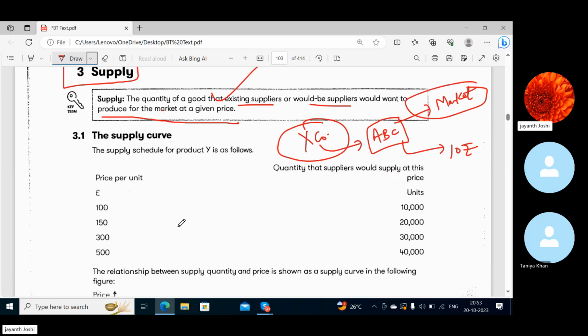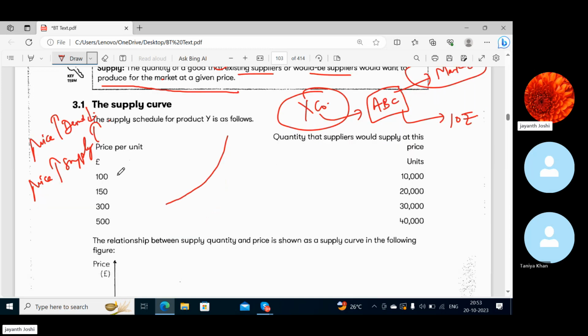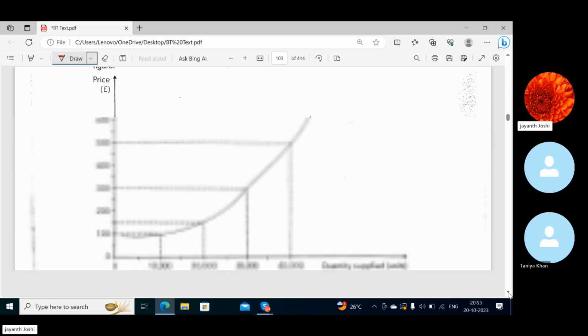And you should know that the supply curve should always be going upwards from left to right. The difference between the supply curve and the demand curve is that when price increases, demand decreases, but when price increases, supply should increase. At a higher price, the suppliers would want to supply more. You can see here, as the price is increasing, the supply is also increasing, and that has been shown in the form of a curve.